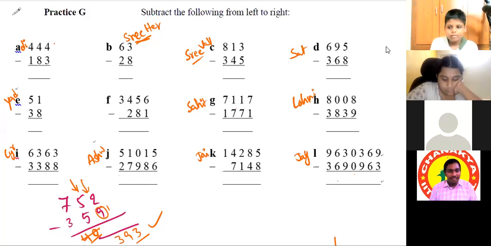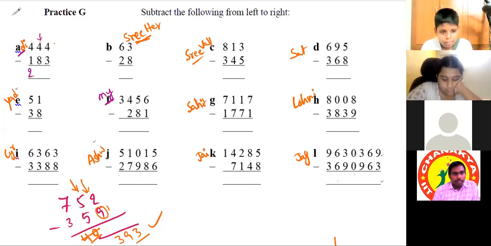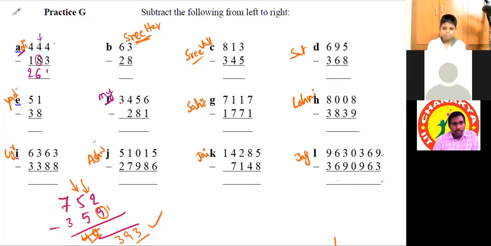Sir, can I tell my answer? Aditi, first question number 1. Yes, sir. 4 minus 1 is 3, but the next number is a mismatched combination, so we will write 2. Okay. The complement of 8 is 2, so 4 plus 2 is 6. Keep it as it is or reduce 1? As it is, sir, because the next place is a match. Okay. 4 minus 3 is 1. That's all. That is the answer.